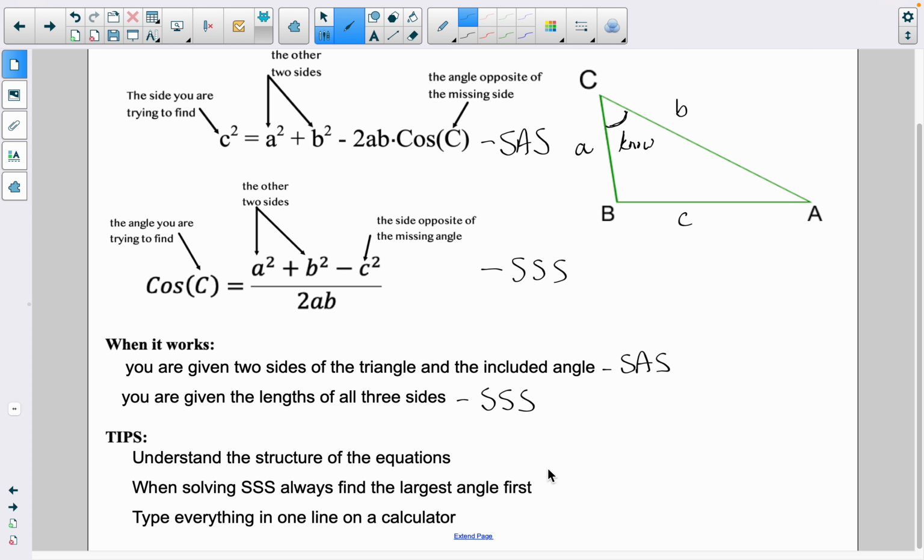And lastly, type everything in one line in the calculator. Don't do individual calculations. You're more likely to make a mistake. One last thing that I didn't add here is when you find the angle, you will always get one angle. We do not have the ambiguous case. Let me just add that here. No ambiguous case when it comes to the law of cosines. And so that's the law of cosines. And now we're going to look at some examples with that.